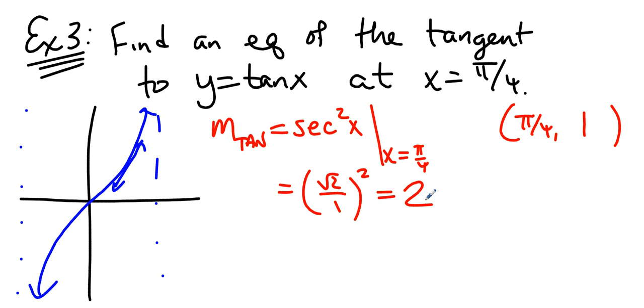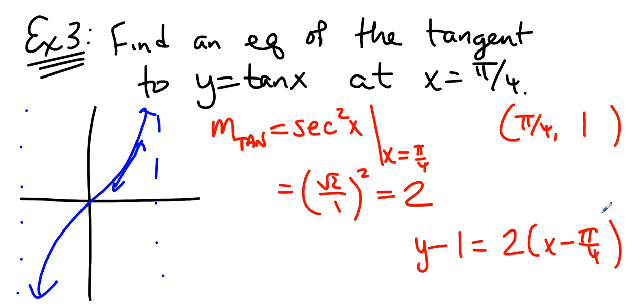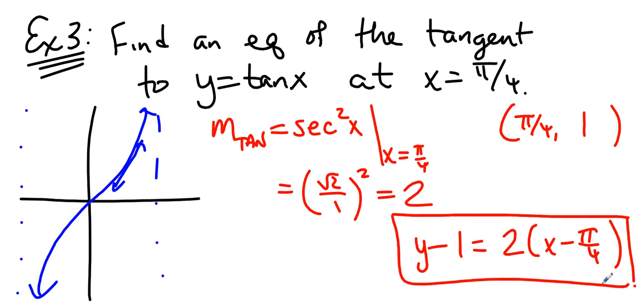So then we write the equation of a line. I know how to write the equation of a line. It's y minus y1 equals x minus x1 multiplied by the slope. And you put it in a box. And you're done.